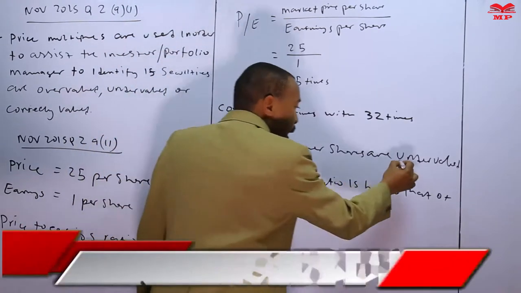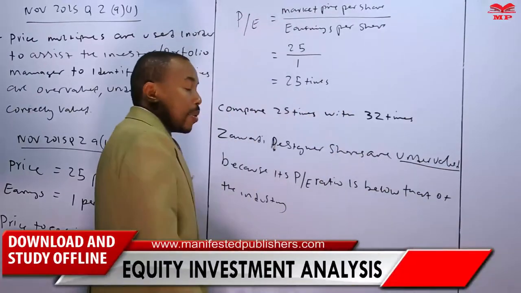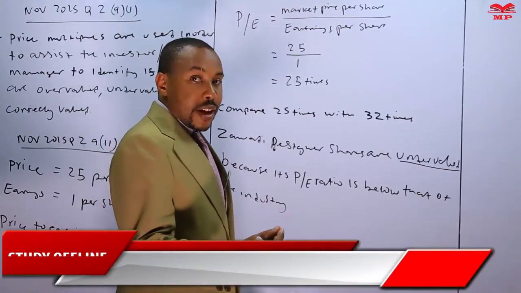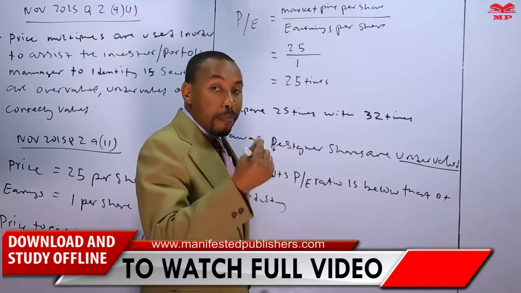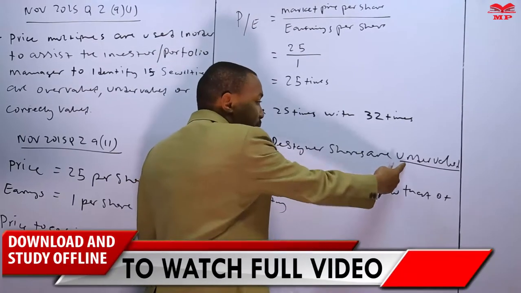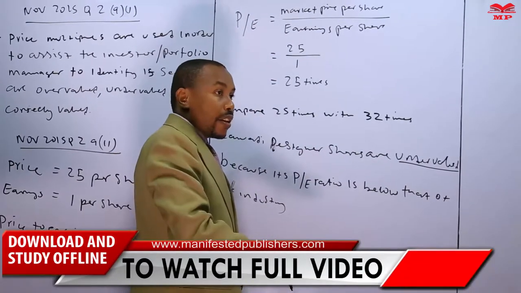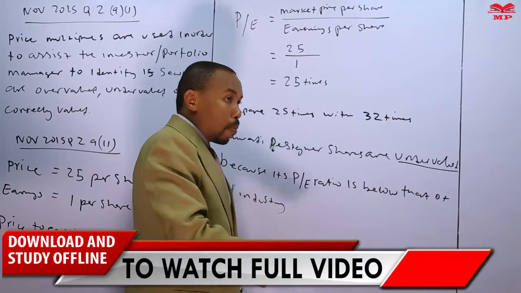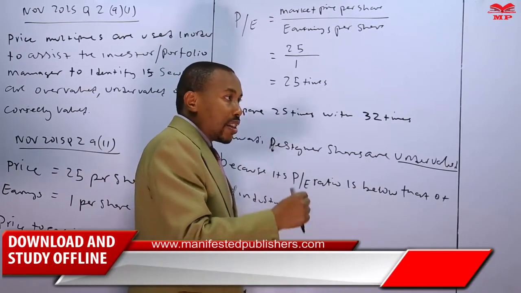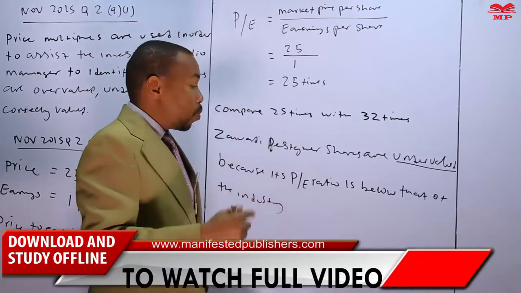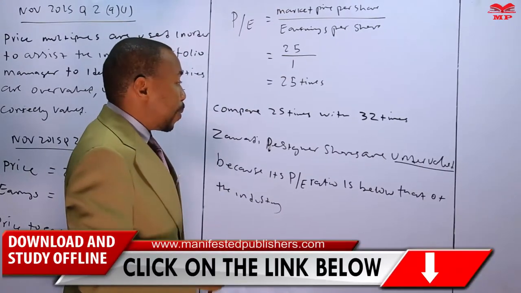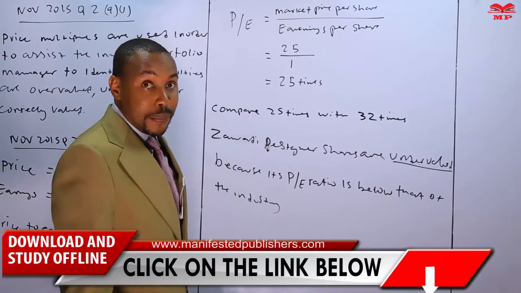The keyword there is undervalued, meaning that if you're an investor, you should go ahead and buy the shares. Shares which are undervalued are below the industry average, and so you should buy them so that if they adjust back up to the industry average, you should be able to make some significant capital gains.